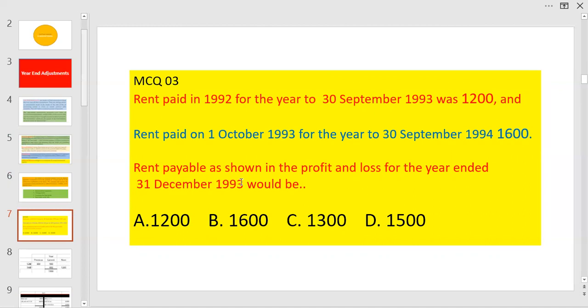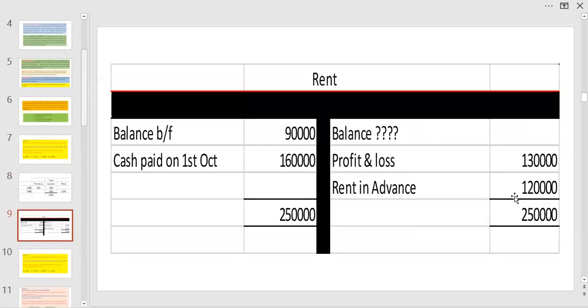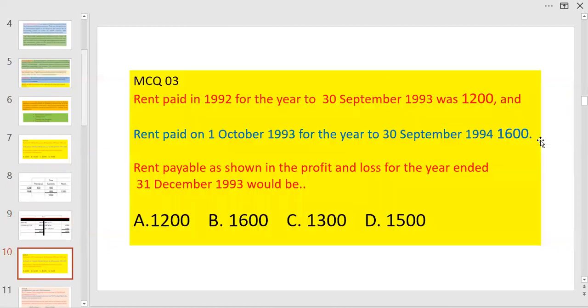Four options are given. Since the account is ending on 31st December, the first payment made in 92, 300 only refers to that period. The balance will get pushed to 93, which is 900. The payment made in 93, only 3 months come into the current period, balance gets pushed to the following period, which is 400. Therefore, the charge to the profit and loss account is 1,300. Therefore, the answer is C.